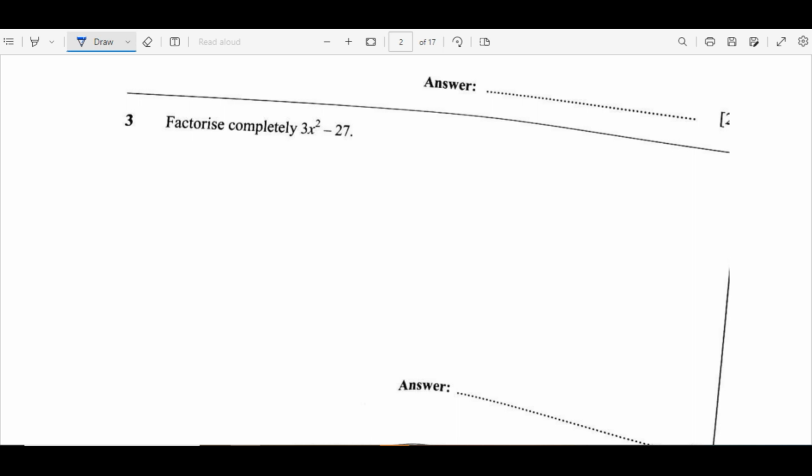Factorize completely. We have 3x squared minus 27. Okay, so we begin by first taking out our greatest common factor, which is 3. 3 can go into 3x squared and also into 27. So we write our 3. What else? We can see that we only have 3. We open brackets, then we divide 3 into 3x squared. These 3s will cancel, giving us x squared, minus 3 into 27 is just 9.